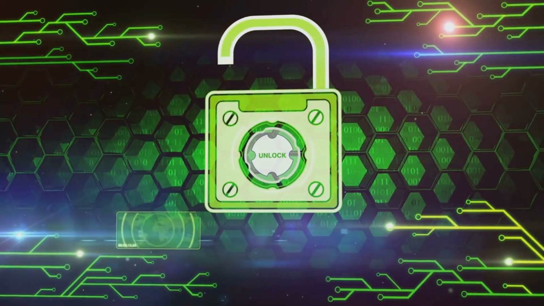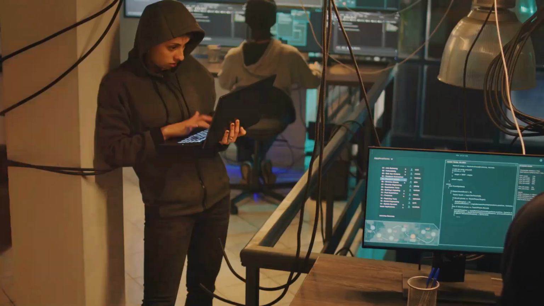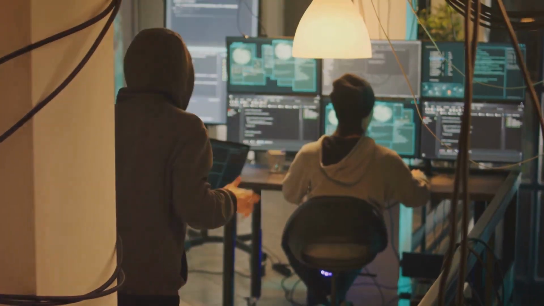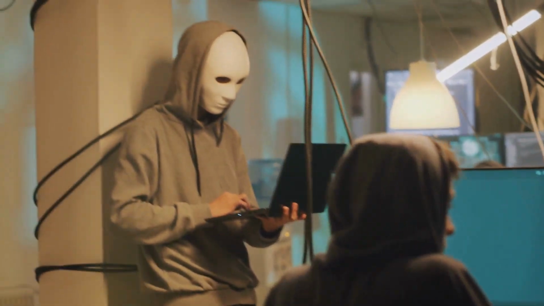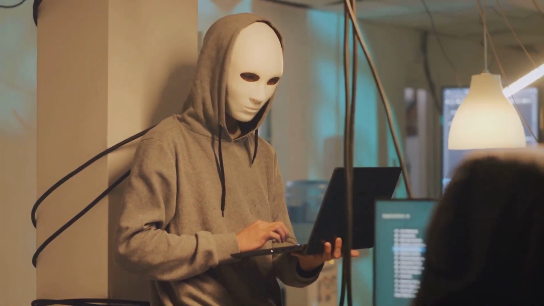You see, it's all about encoding information in quantum states, such as the polarization of photons. Now you might be wondering, how does this make communication more secure? Well, the beauty of QKD lies in one of the fundamental principles of quantum mechanics. Any attempt to measure a quantum system inevitably disturbs it.